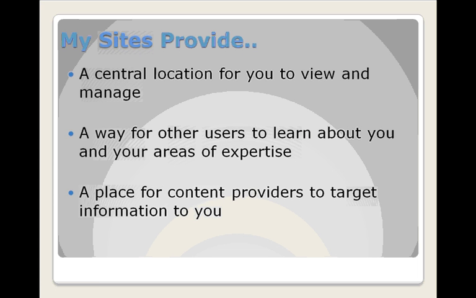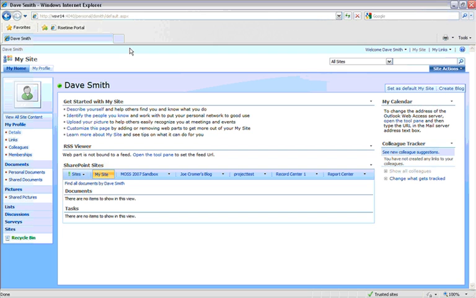Let's open up a My Site and I will walk you through setting it up. I have opened up a My Site for Dave Smith. Here, as you can see, I've logged in as a user called Dave Smith. The first time a user clicks on their My Site, SharePoint will automatically create a My Site for that user. But because we've already visited Dave's My Site, his My Site has already been created by SharePoint.